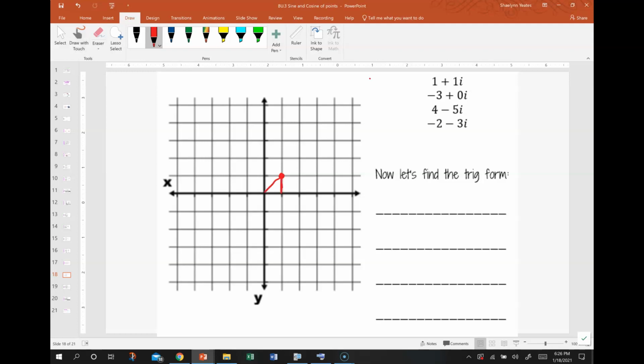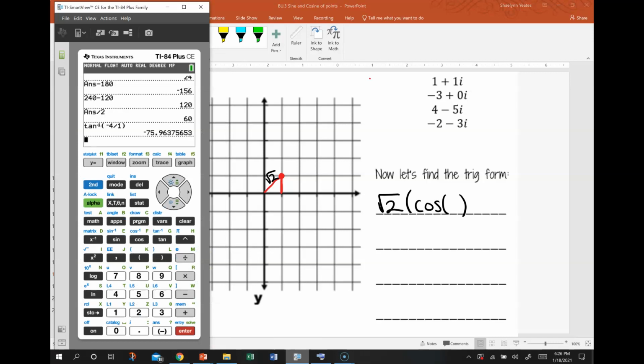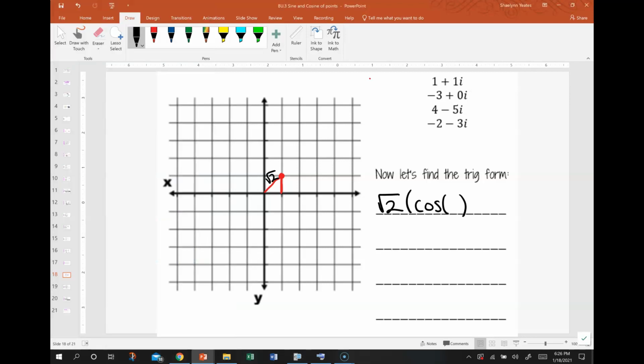So using trigonometry, this is going to be the square root of 2, because 1 squared plus 1 squared equals r squared, take the square root. So we've got square root 2 times the cosine of, and we've got to find that value. So we're going to do inverse tangent of 1 over 1, which is just inverse tangent of 1. And I get 45 degrees. So that's going to be cosine 45 plus i sine 45.